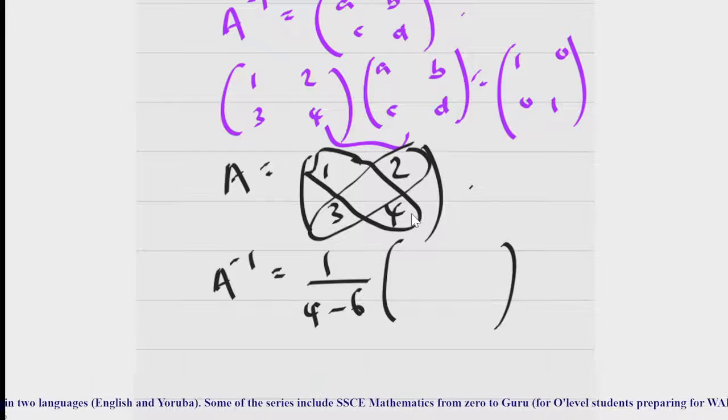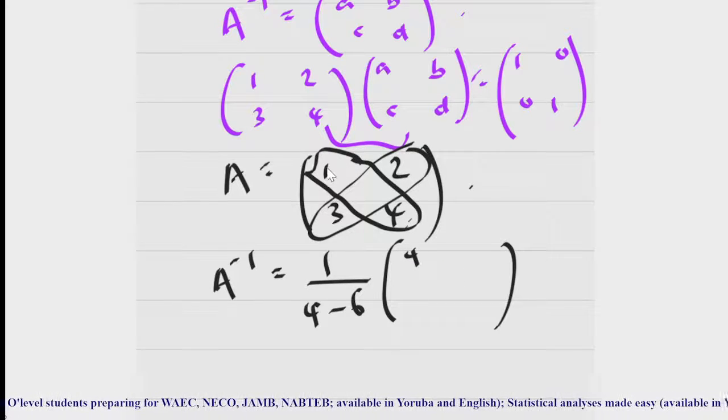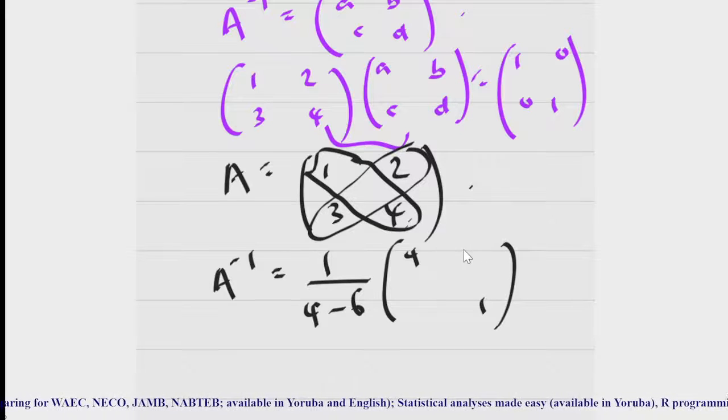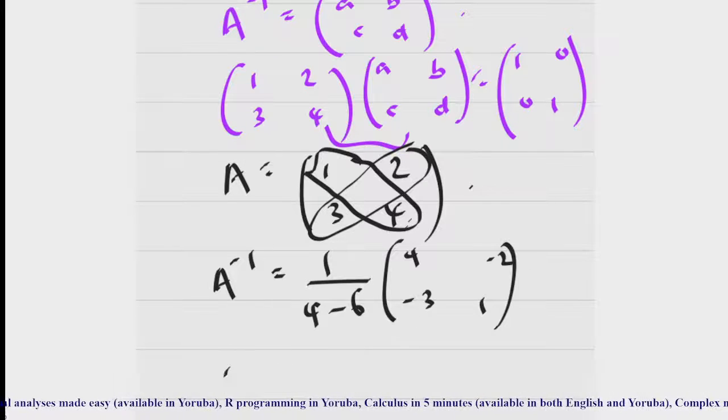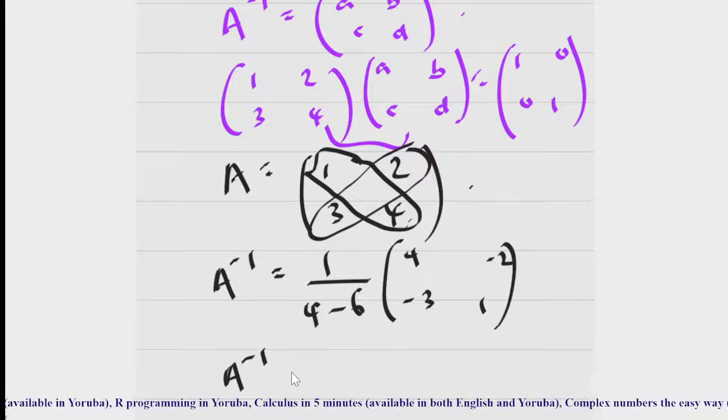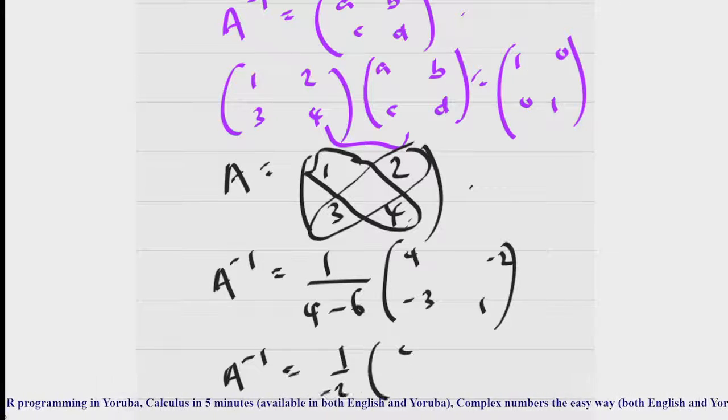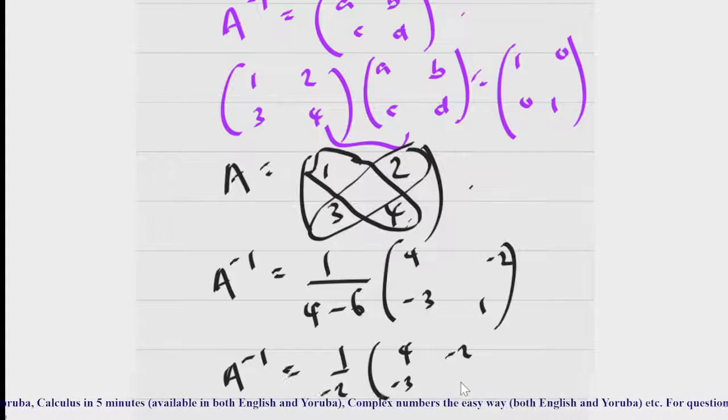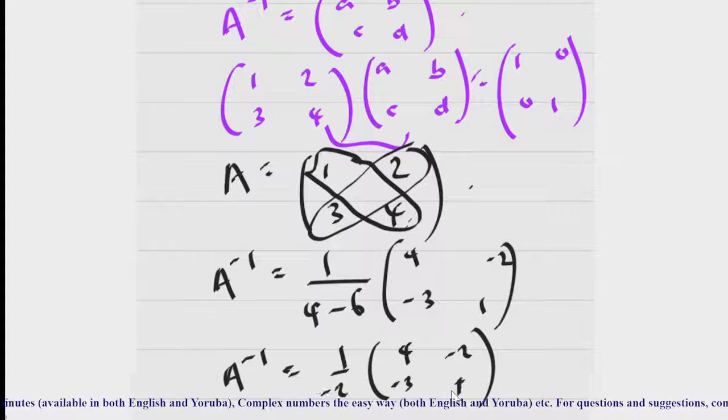In that matrix, you interchange the elements on the leading diagonal. In essence, you have 4 here, you put it here now. You have 1 here before, you put it here. Then after you've done that, you multiply the elements in the second diagonal by -1. So this will now be -2, -3. You understand that? Then your A inverse will now be equal to 1 divided by -2, times the matrix 4, -2, -3, 1. Can you see it is not difficult to do?